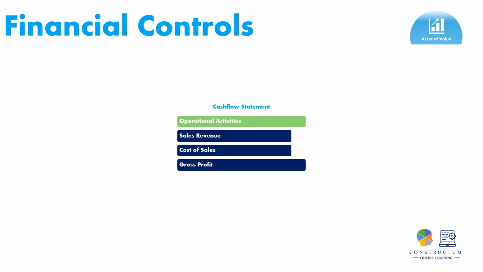An important consideration is the duration of the trade cycle, the time that passes from the moment cash leaves the business to pay for cost of sales until cash returns to the business in the form of sales revenues. The cash flow statement enables the business owner to monitor the duration of the trade cycle in real time.